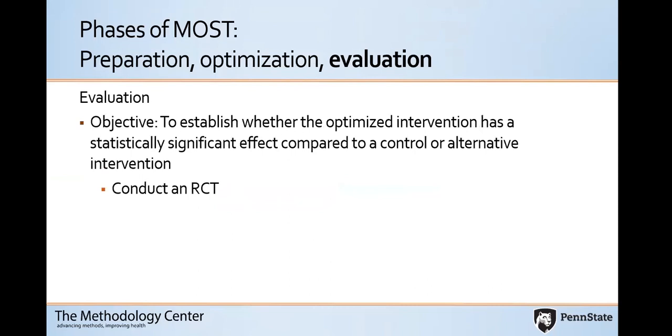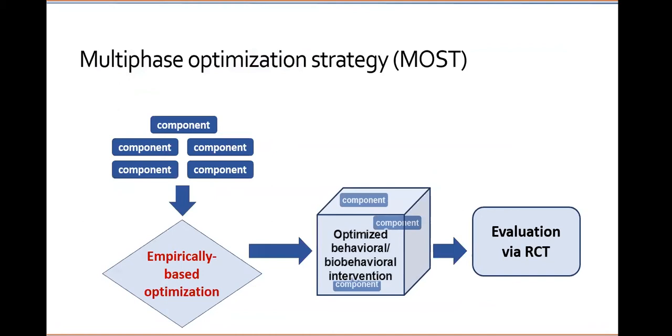So here's a schematic of the multi-phase optimization strategy. Again, we have some number of components that we want to use possibly to form an intervention, but notice that instead of going directly to formation of the intervention, we enter a phase of empirically based optimization. Based on that, we select some components that go into the intervention. And before, you might remember that I used a black box for the intervention because you don't really know what's going on inside an intervention if you construct it using the classical treatment package approach.